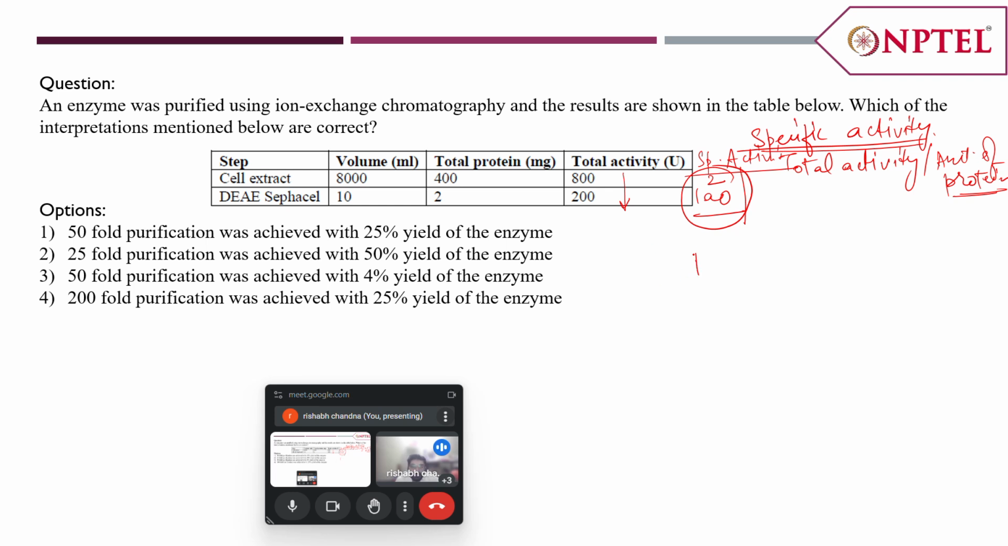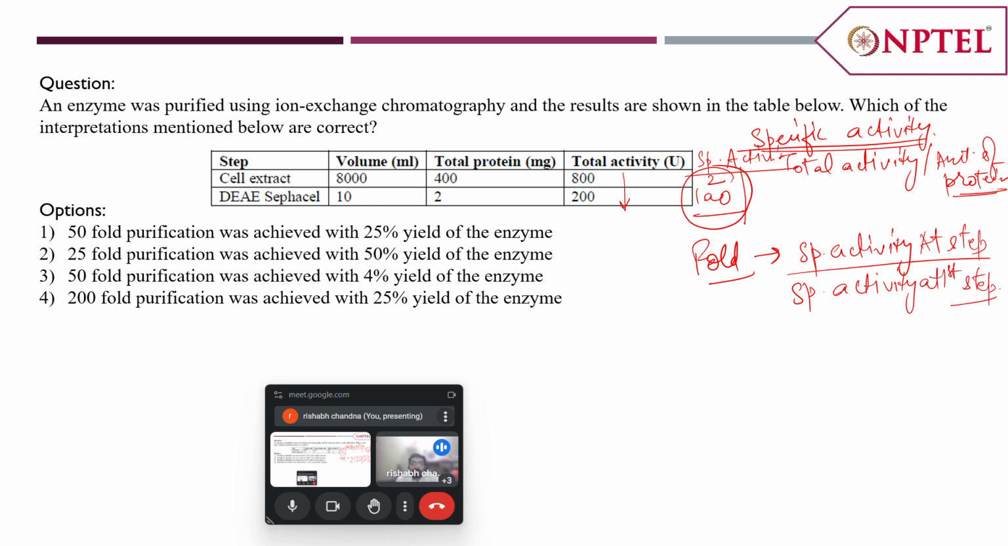Okay, so fold purification is basically the specific activity at the last step, or at the step that we are analyzing, divided by the specific activity at the first step, because then we'll know how much our protein has been purified. Here it would be 100 divided by 2, so this is 50. So at this step, after the ion exchange chromatography, our protein has been 50 fold purified.